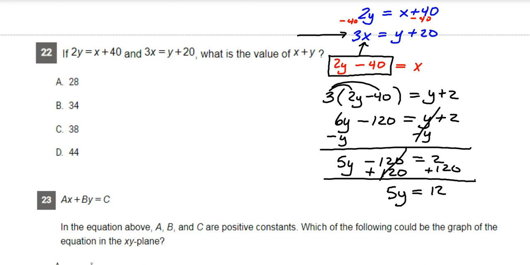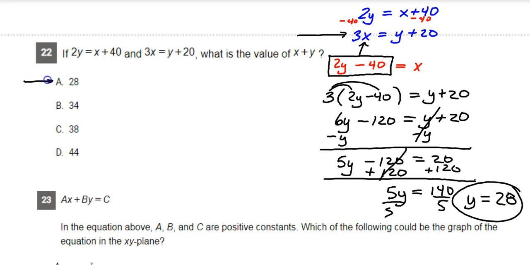120. What did I do wrong here? Oh, that was a 20. That was a 20, and that was a 20. So this would be 140. I saw a decimal there, and I figured I probably did something wrong, and I did. And then divide both sides by 5. And you'll get y equals, looks like it goes in there, 28. Now, don't get all happy and pick 28, because look what they do. They always do that.